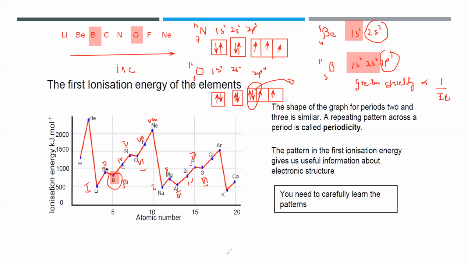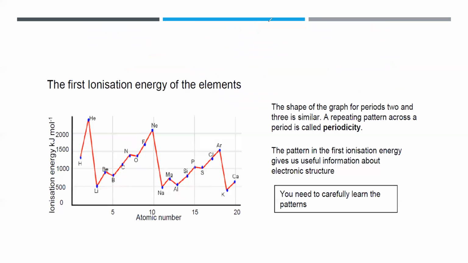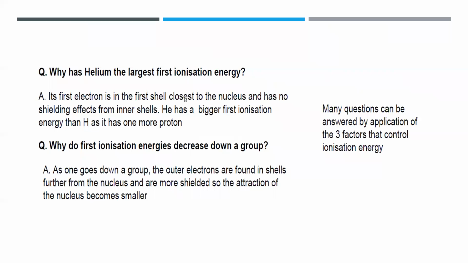Any doubt in this part? Is it clear? So you have to learn this trend, and it's easy to remember. Between group 2 and 3, there will be a jump. Between group 5 and 6, there will be a jump as well.